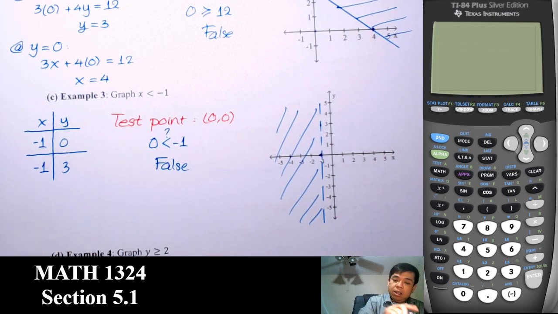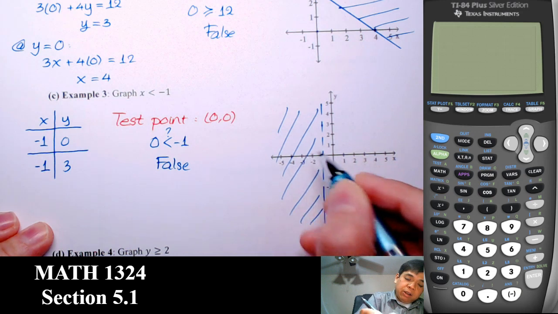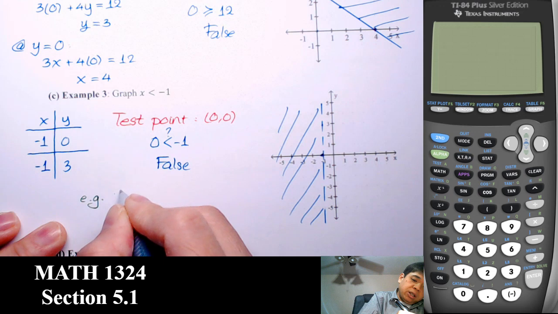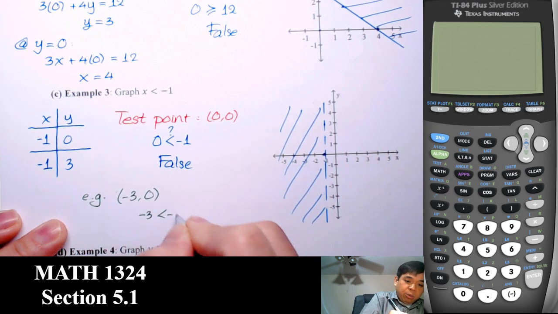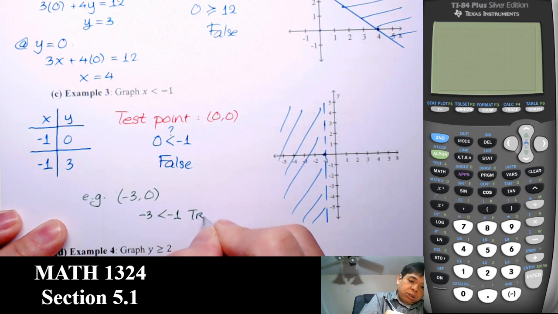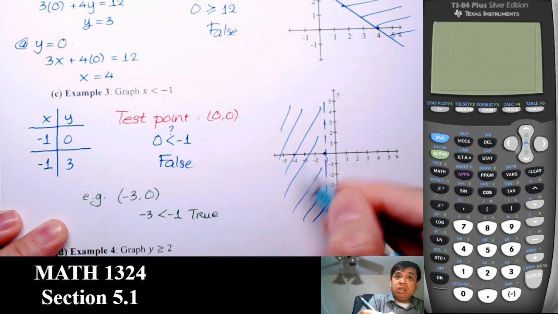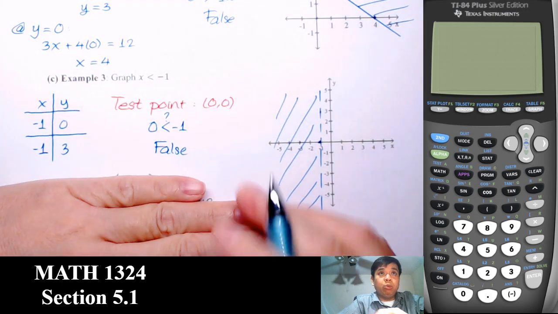Now suppose we test the point -3, 0, just as an example. If we choose -3 and 0, -3 is less than -1, so this one is true. So we would say the solution contains the point -3, 0. Right, I said one point is enough. We don't have to do two points.